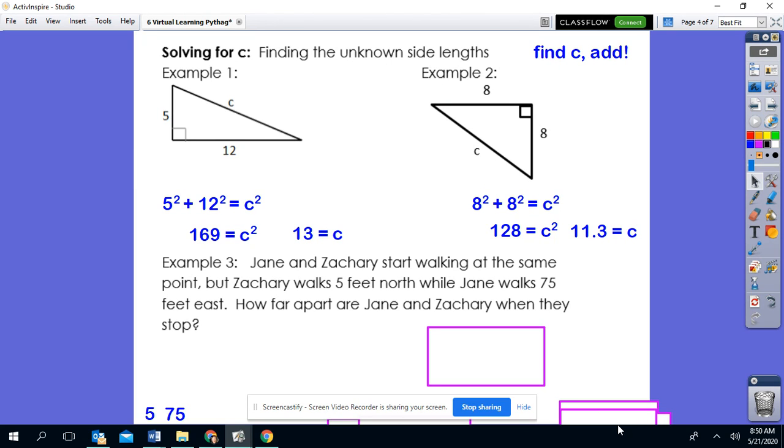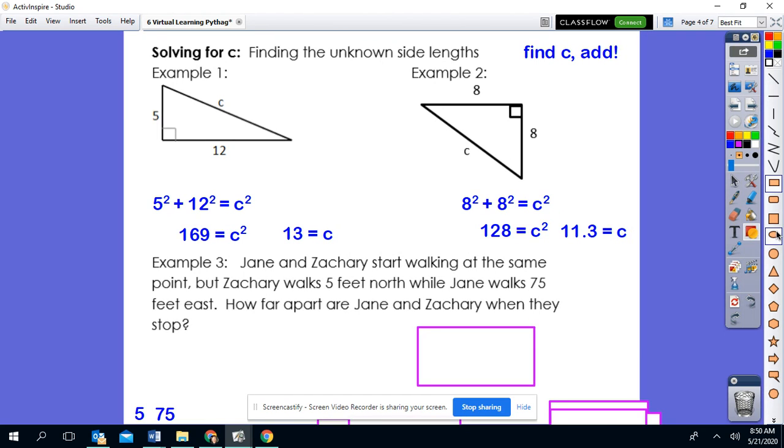Okay, this third example for this video, we are setting up a triangle. And I always suggest you draw these. I've been that way all year about word problems. Anytime you're given a scenario and you've got a picture you can draw, I really suggest you do that. So Jane and Zachary start walking at the same point, but Zachary walks 5 feet north. Okay, so I draw a little line with him going north. Then we've got Jane, and she walks 75 feet east. So I'm going to leave from the same point. But instead, she walks way over here.